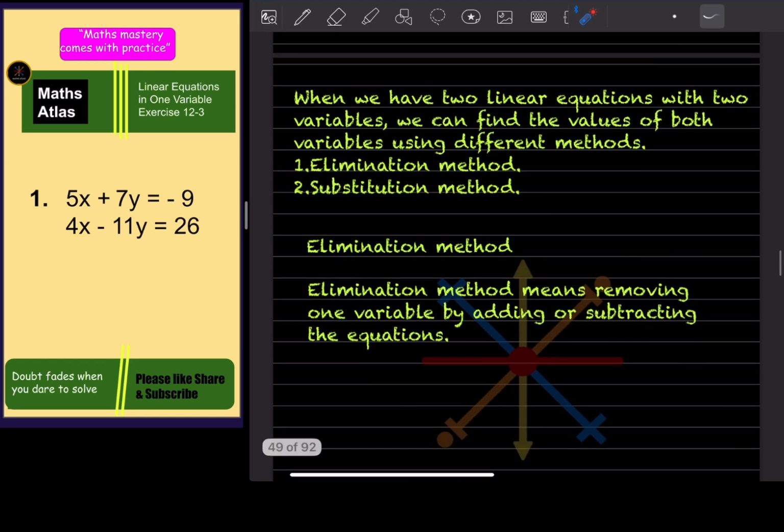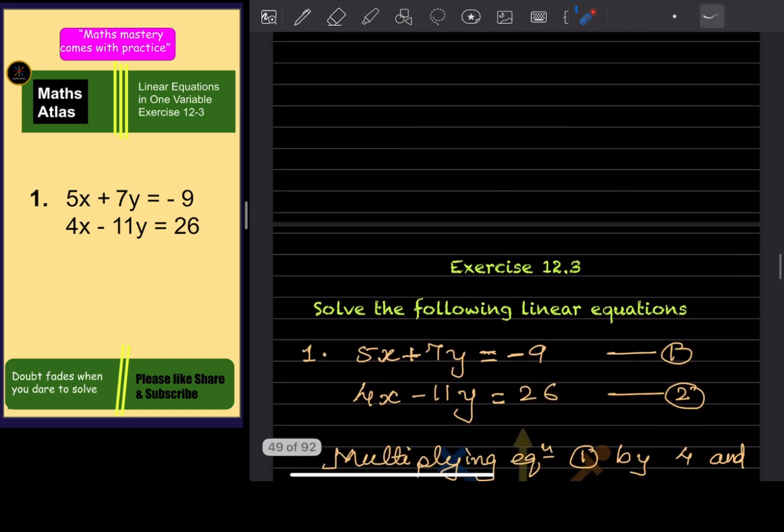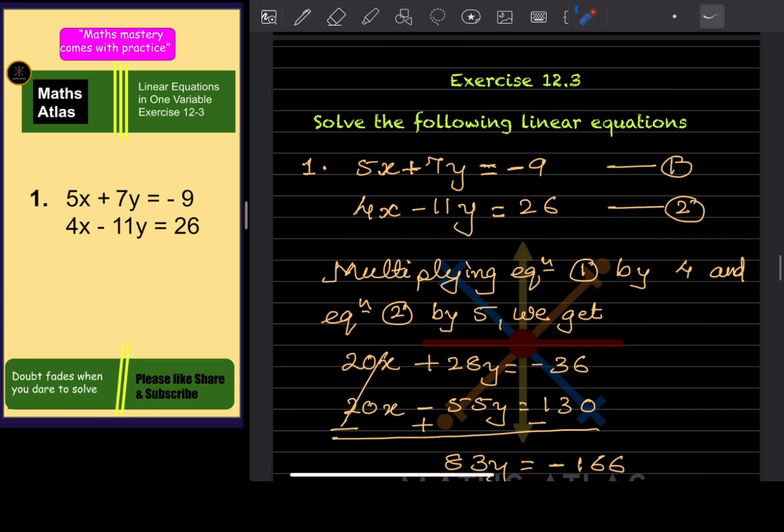Elimination method means removing one variable by adding or subtracting the equations. I will show you this with the help of an example. So directly we'll start with the exercise and see what elimination is. Now, solve the following linear equations. You can see the question given on the left hand side, and the same thing is written over here. These are the two equations. Let us consider them as equation number 1 and equation number 2.